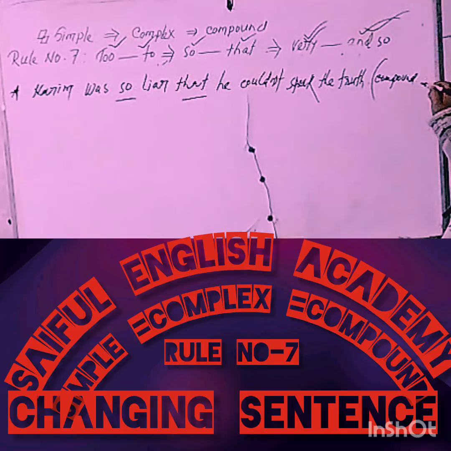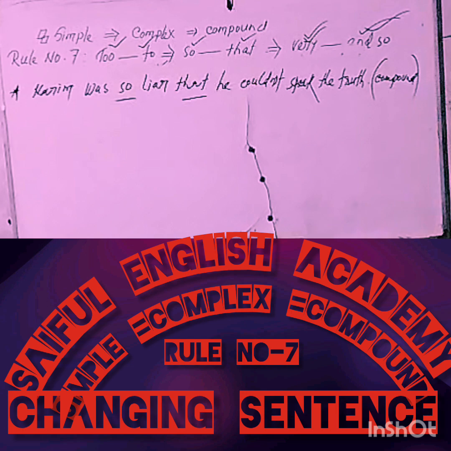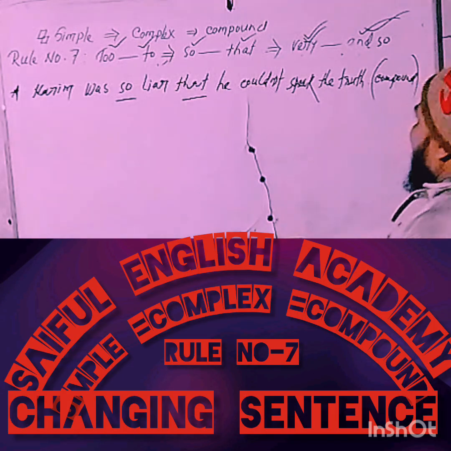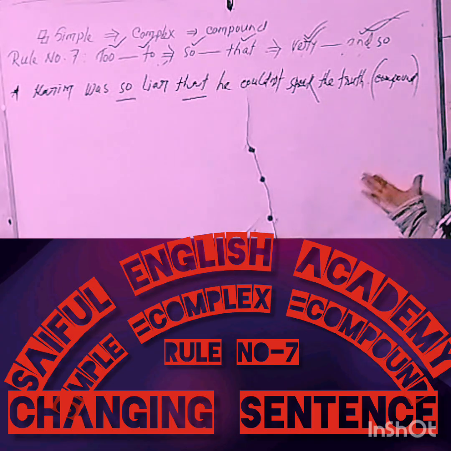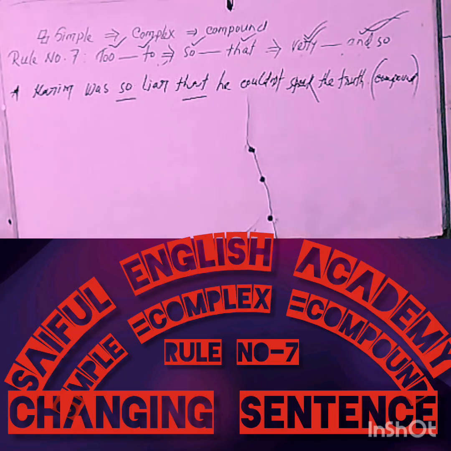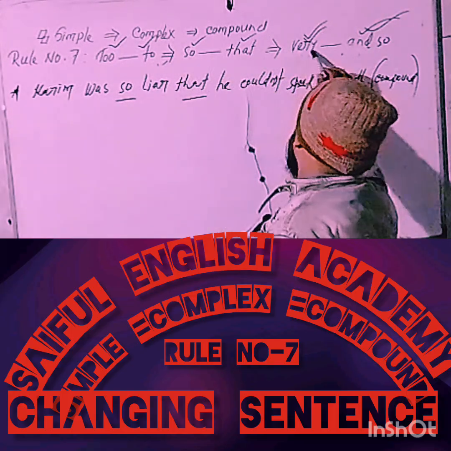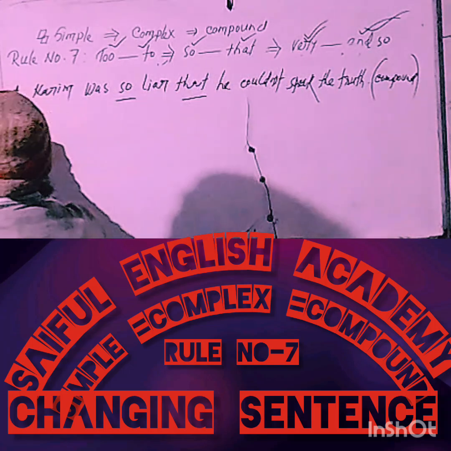So, my dear learners, what steps should I check to change such a statement into a compound sentence? Before changing the sentence into a compound, simple or complex sentence, I'll have to remember that there is a great connection among three items: so...that equals very...and so. So, you'll have to write very...and so instead of so...that. That's enough. Okay, my dear learners, start solving.